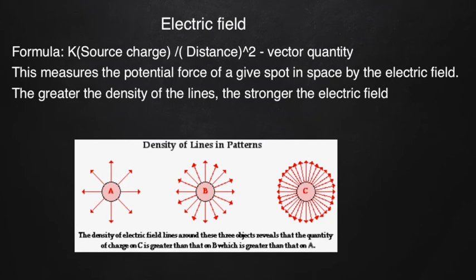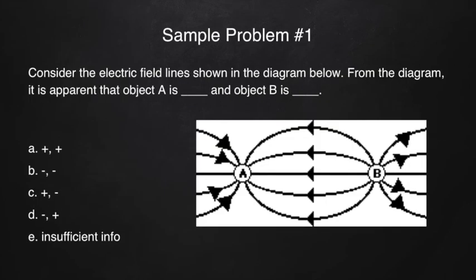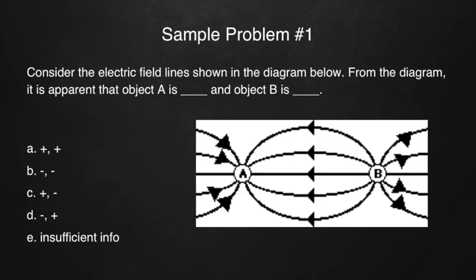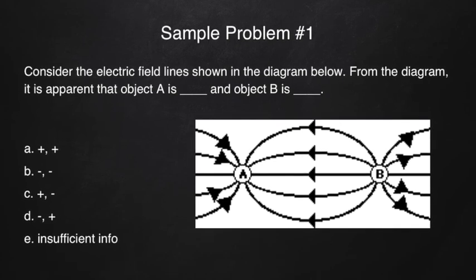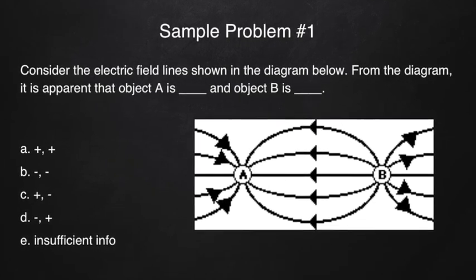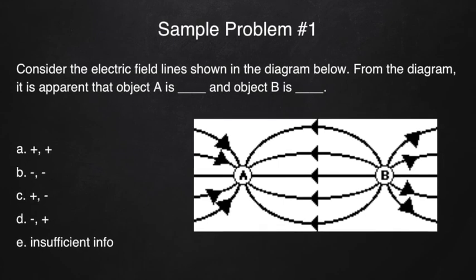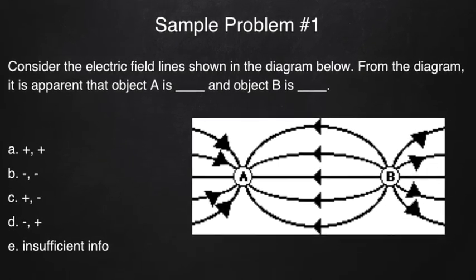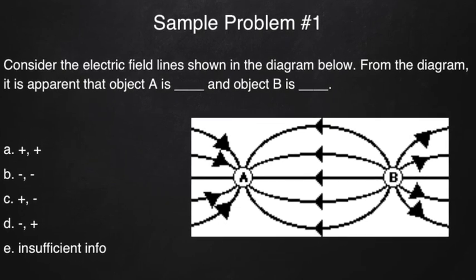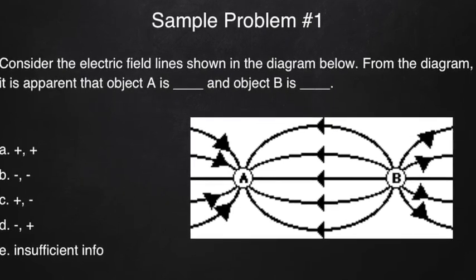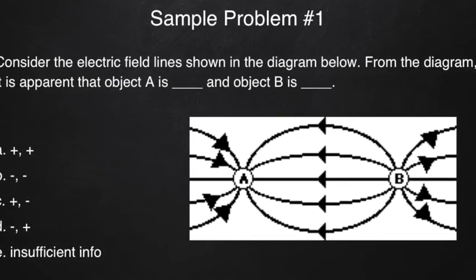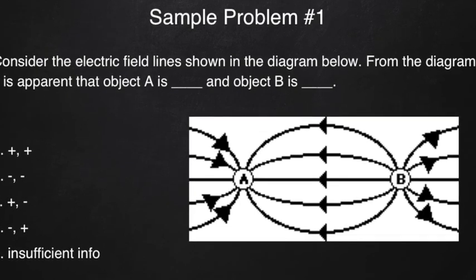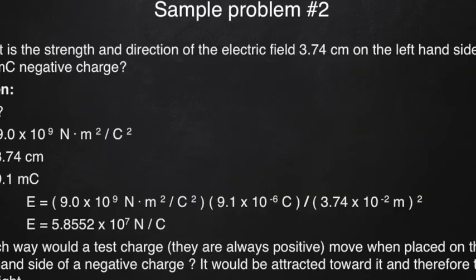In sample problem 1, consider the electric field lines shown in the diagram below. From the diagram, it is apparent that object A is either positive or negative, and object B is either positive or negative. The answer is D. Electric field lines are directed towards object A, so object A must be negative. They are directed away from object B, so object B must be positive.